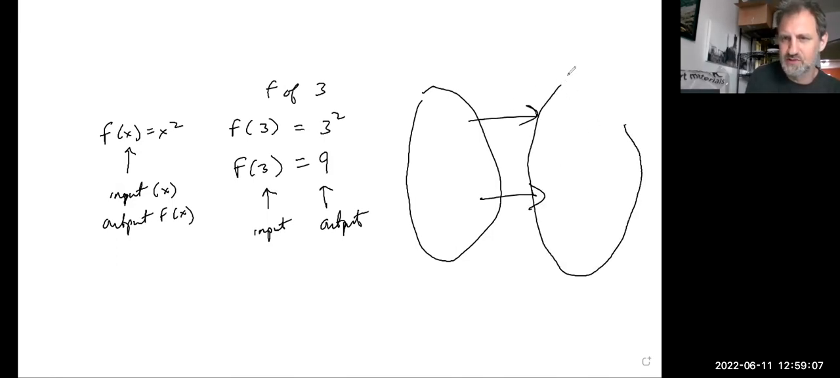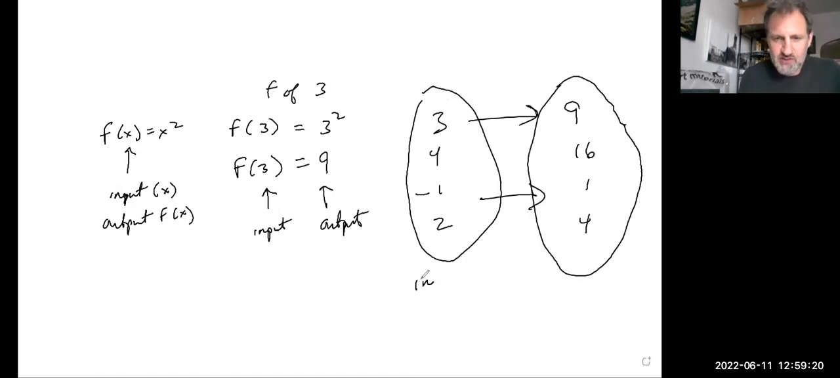These are all my inputs. When I put in 3, I get out 9. When I put in 4, I get out 16. When I put in -1, I get out 1. When I put in 2, I get out 4. Right? These are my inputs. These are my outputs.